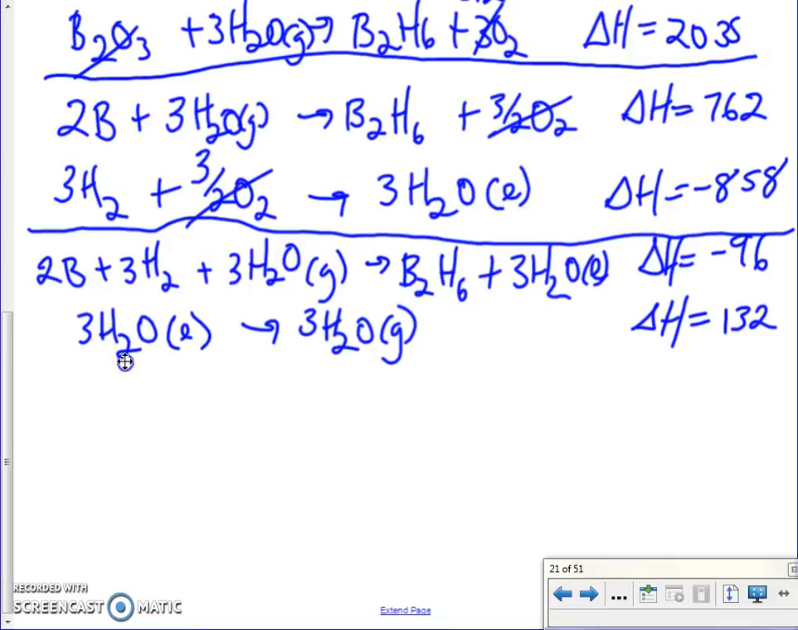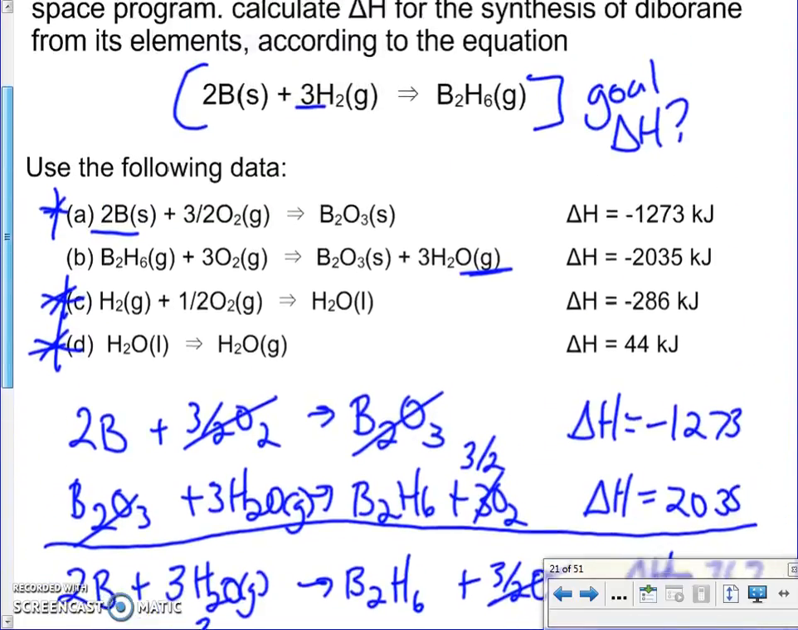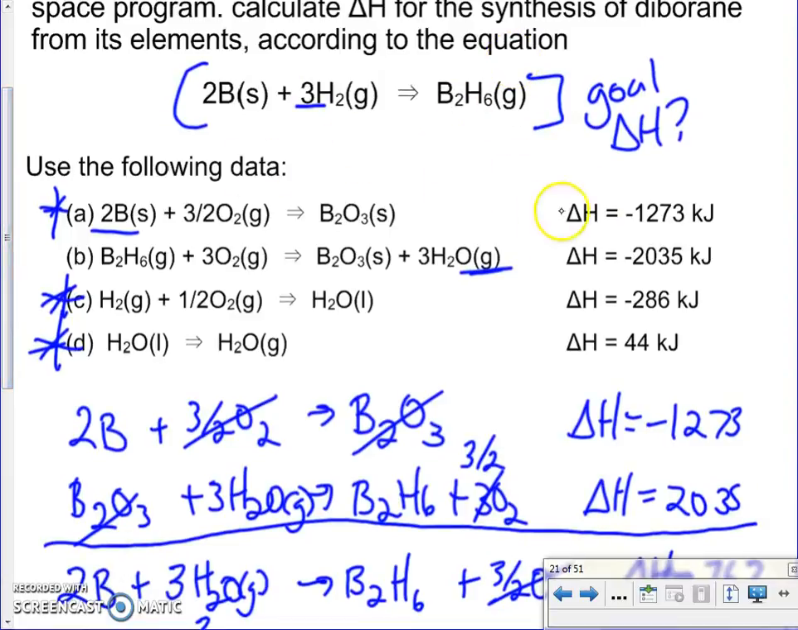So we cancel out what we can, 3 waters, 3 waters, and we're left with 2 borons plus 3 hydrogens forming B2H6, and this guy is going to have a delta H of 36 kilojoules. So double check, 2 borons plus 3 hydrogens equals B2H6. So my original question is, what is the delta H for this guy? Well, the delta H is going to be 36 kilojoules.